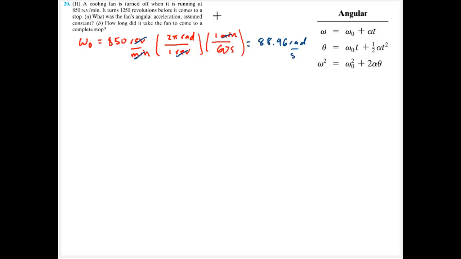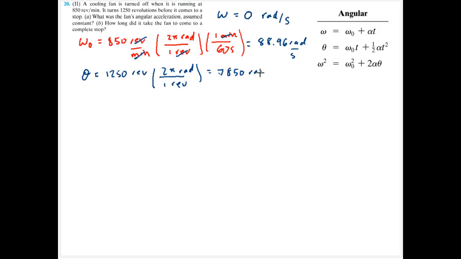I know that it's going to finish its journey at rest, so the final velocity is going to be 0 radians per second, and it's going to cover 1250 revolutions as it does this, and I'm going to say in 1 revolution, I know that there's going to be 2 pi radians, and so it's going to cover 7850 radians.